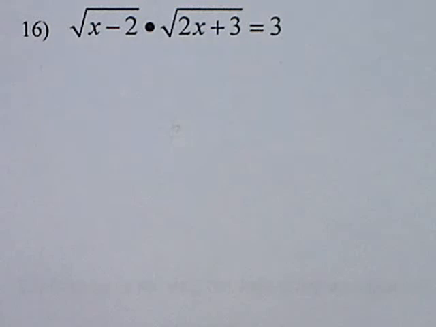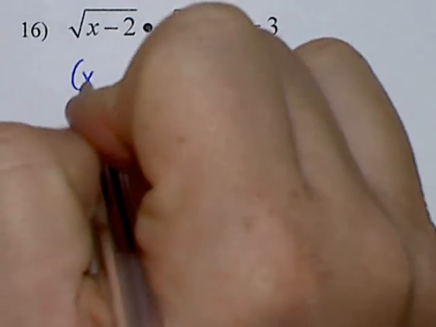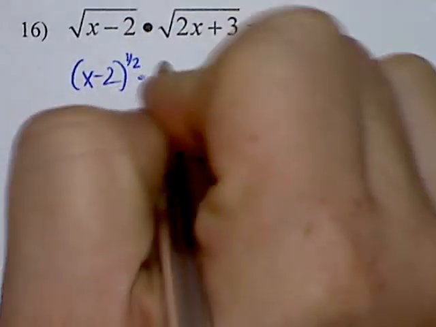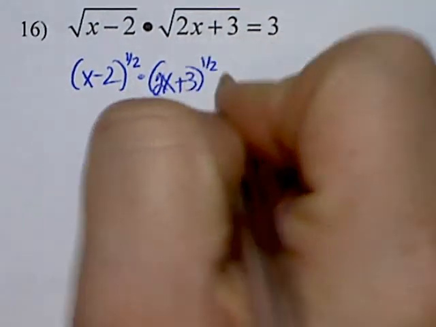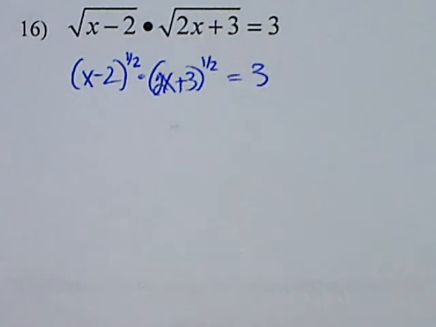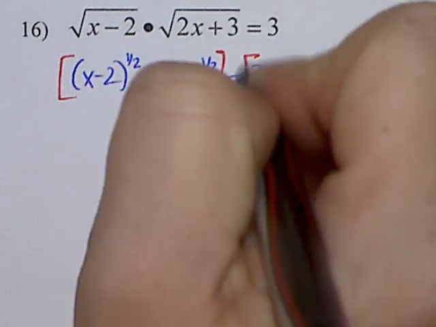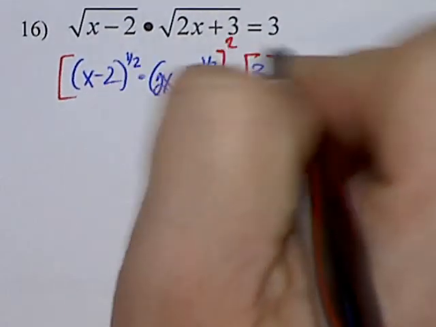For number 16, I'm going to start by writing this in rational exponent form. My goal is to solve for x. So I want to start by somehow eliminating the 1/2. So I want to raise both sides to the reciprocal, which is 2.